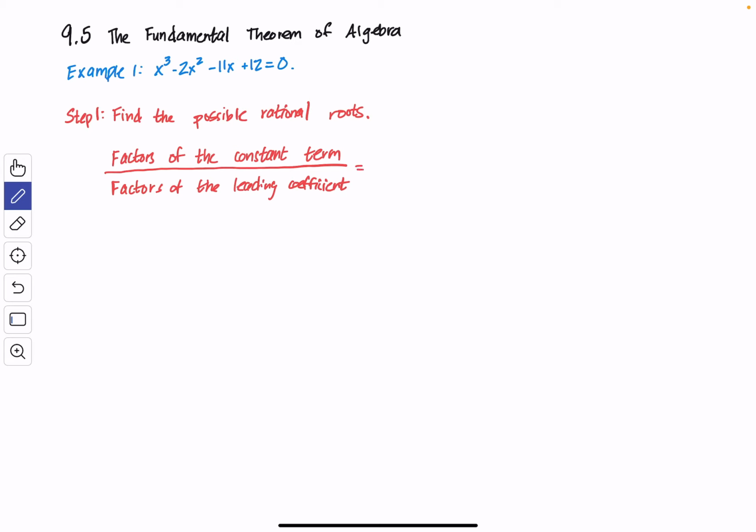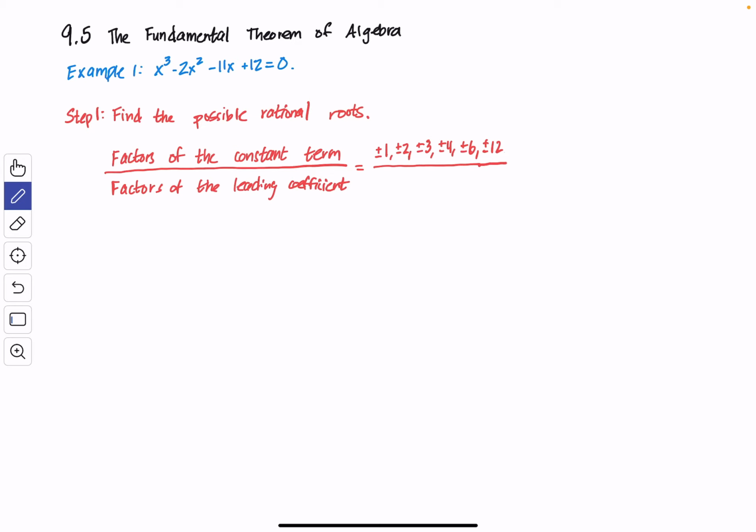So let's go ahead and write that out. Factors of the constant term are all the numbers that divide into 12. That would be 1, 2, 3, 4, 6, and 12. And we need to make sure that we consider both the positive and negatives of those factors. So we're going to write plus or minus 1, because 1 divides into 12, plus or minus 2, 2 also divides into 12, plus or minus 3, plus or minus 4, plus or minus 6, and plus or minus 12. So these are all numbers that divide into 12.